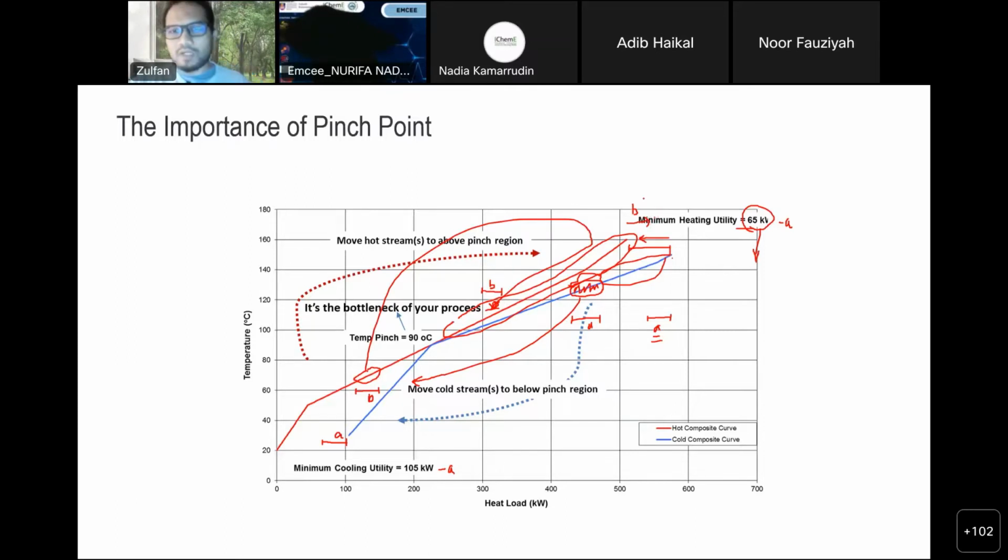So that will then be 65 minus B. The same goes over here. Because we are moving this from here to there, there's no more heat to be cooled in this area. So our graph over here is moved to the right by another B. That means the minimum cooling utility is also reduced by B, so 105 minus B. These are some of the important things about this pinch point. Just ask me questions if you still don't think that this makes sense to you.